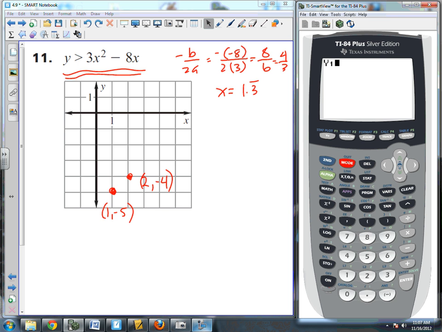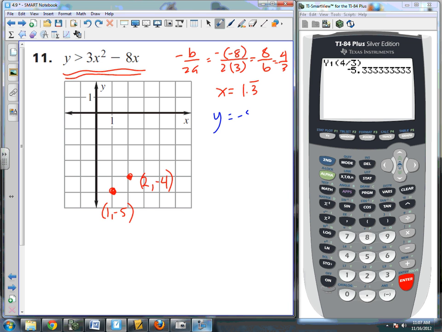So with y1, I'm going to plug 1.3 repeating, or 4/3, in there so that I could find the y value. That spits out the y value, and that's a quick and effective way to find the y value of the vertex. Now, I see that my vertex consists of the x value 1.3 repeating and the y value negative 5.3 repeating. So I plot that: 1.3 over, and negative 5.3 is somewhere about here. So there's my vertex, 1.3, negative 5.3.